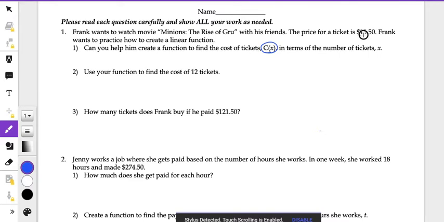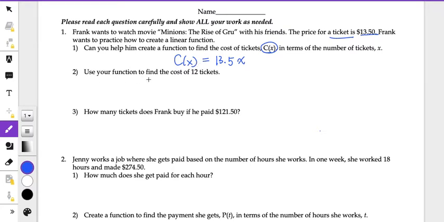So for the first one, as you can see, we need to figure out the total cost of the tickets. And we know one ticket is $13.50, which means for the total cost, if we buy one ticket, this is $13.50. Two tickets, we just multiply by 2. Three tickets, we just keep multiplying, which means all we need to do is multiply by the number of tickets. So it's going to be this. As you can see, C of x here just represents the total cost, so we prefer to write it in this function notation.